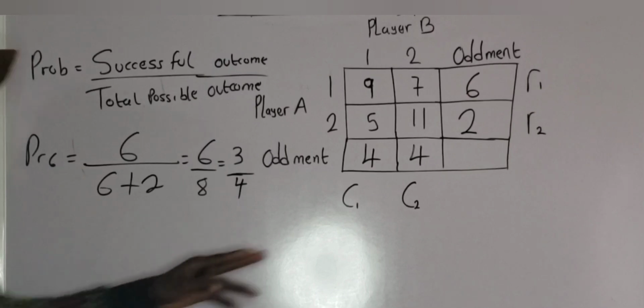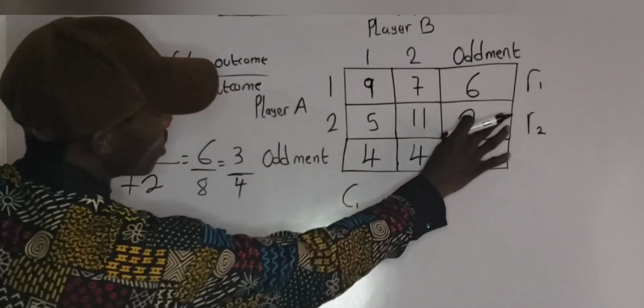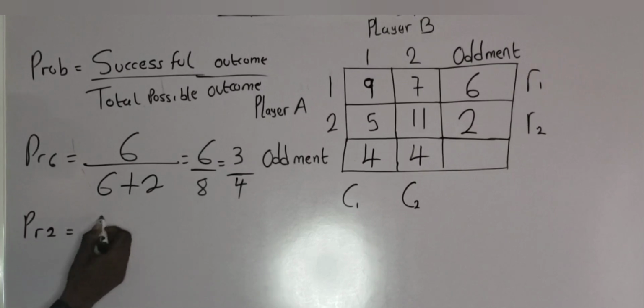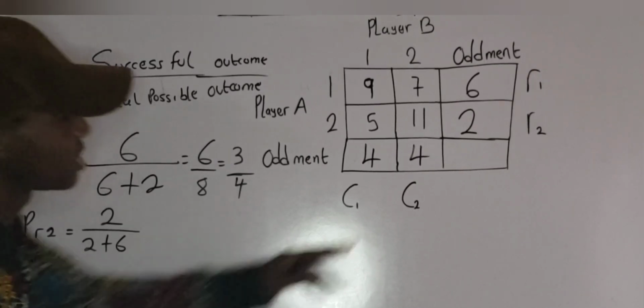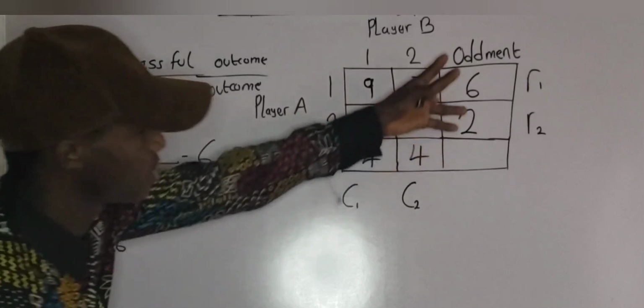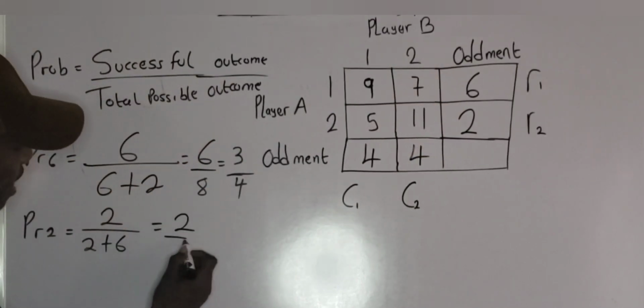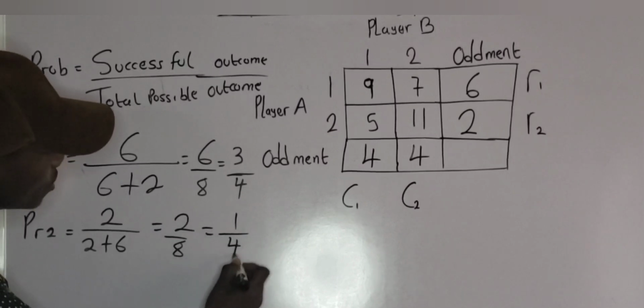So let's take the probability of this oddment, which is 2. The probability of 2 is 2 all over 2 plus 6. You understand? It's just like taking this 2, which is here, all over the sum. That is the total possible outcome. You understand? So for this, I'm going to have 2 over 8, which is 1 over 4. Do you understand?